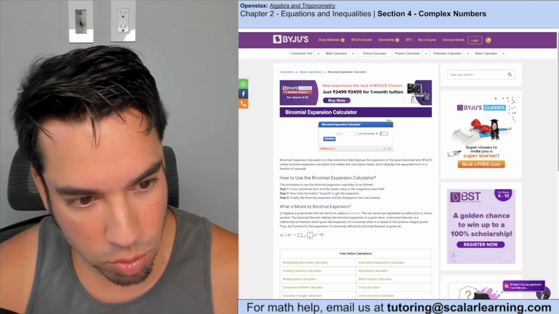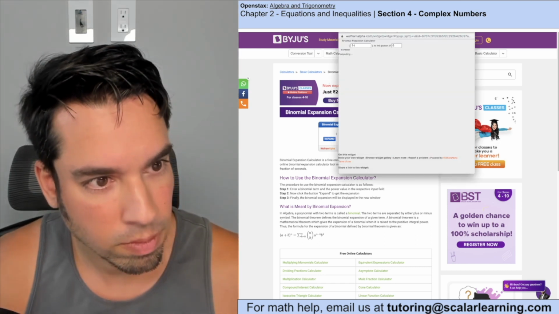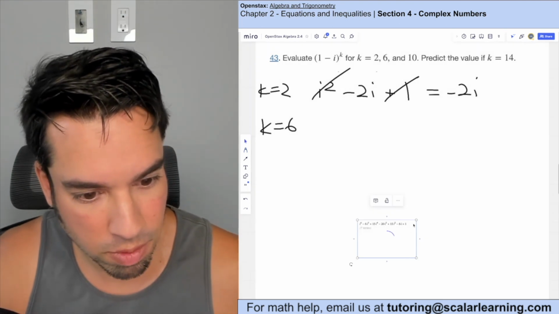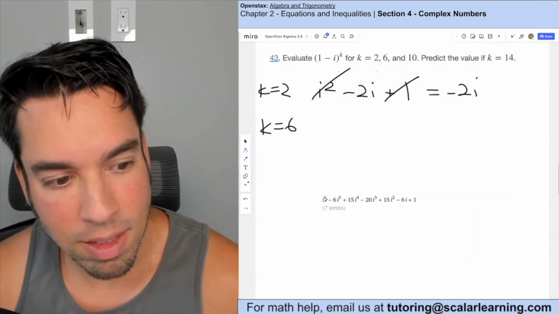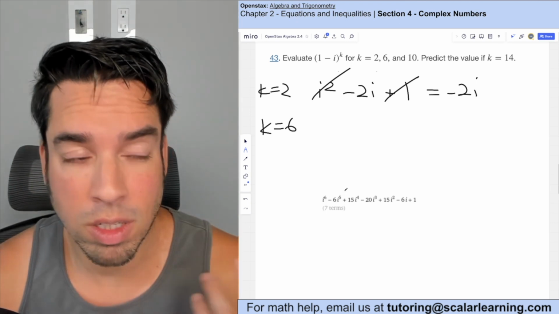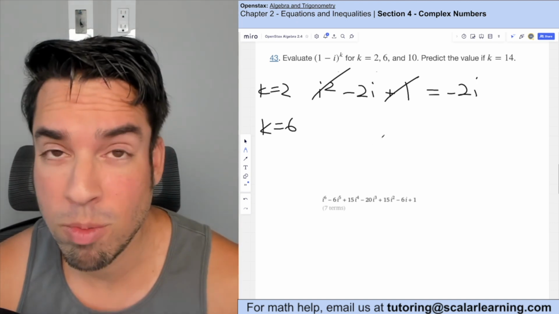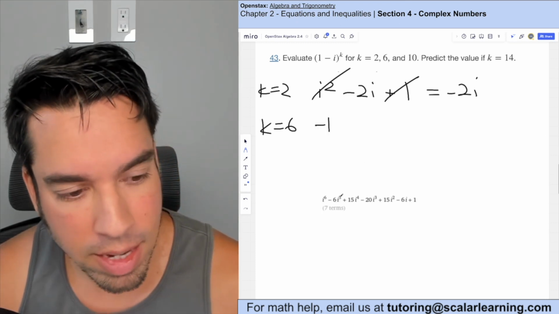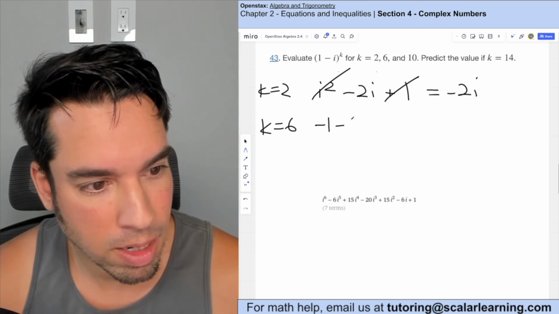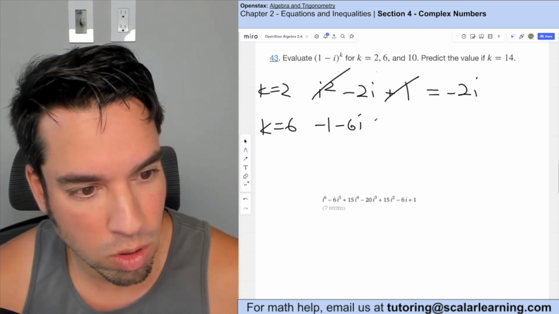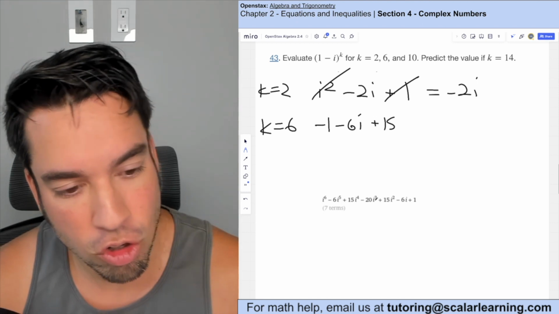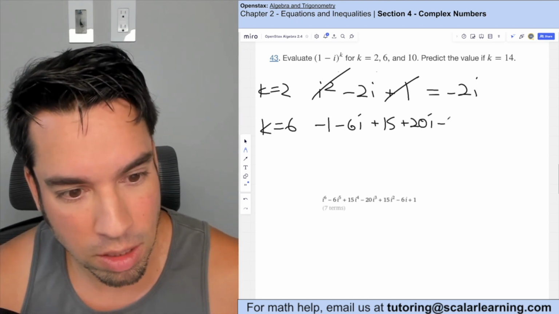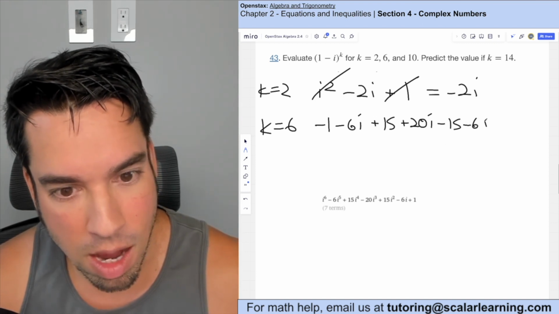Now for k equals 6. I'm going to take that and throw it up on the whiteboard and copy it down, and then we'll simplify it. So i to the 6th is, again using our pattern, i to the 4th would be 1, i to the 5th will be i, i to the 6th would be negative 1. And then i to the 5th is just i, so that's minus 6i. i to the 4th is 1, so that's just plus 15. i cubed is negative i, so that's plus 20i. i squared is negative 1, and that's minus 6i plus 1.